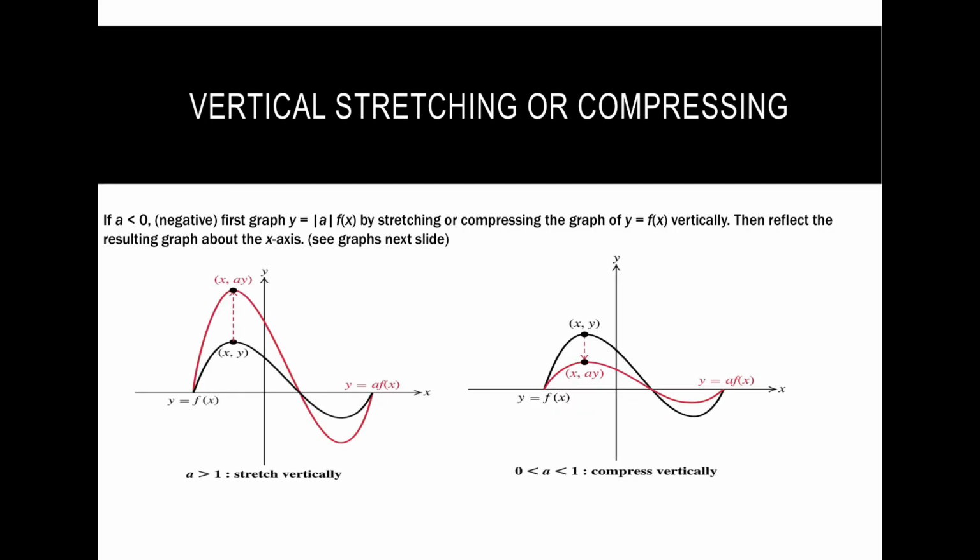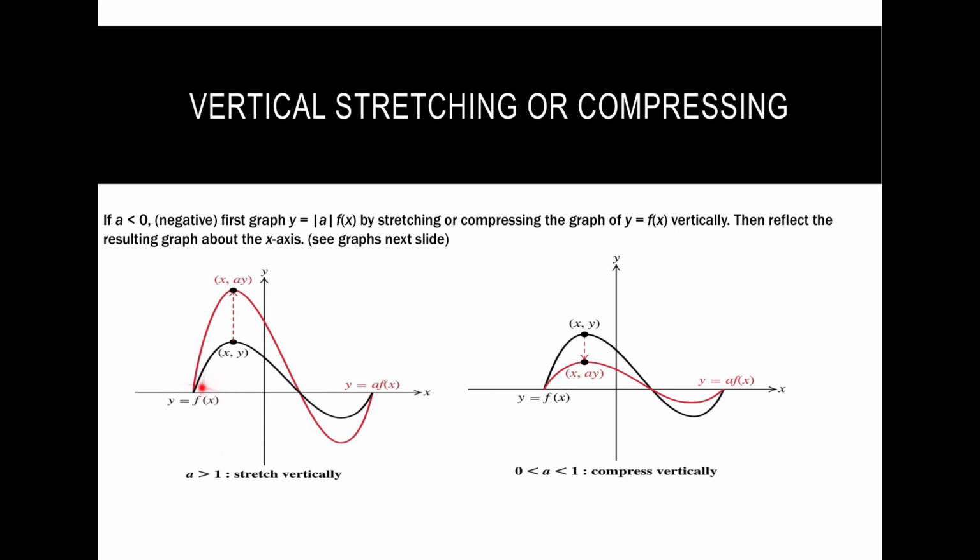Here's a generalized picture of what we're talking about here. So if a is less than 0, so it's negative, we first graph y equal to the absolute value of a times f of x by stretching or compressing the graph vertically. Then we would reflect the graph across the x-axis. All right, we're going to see that idea on the next slide.